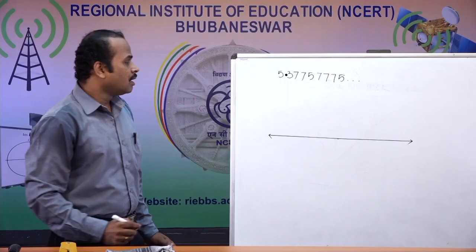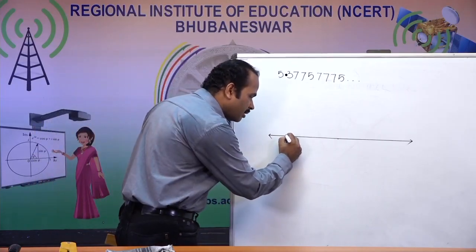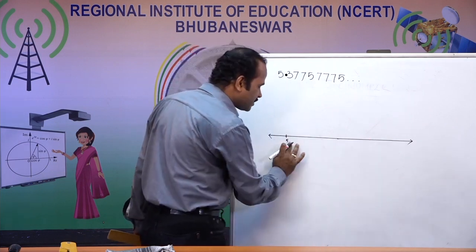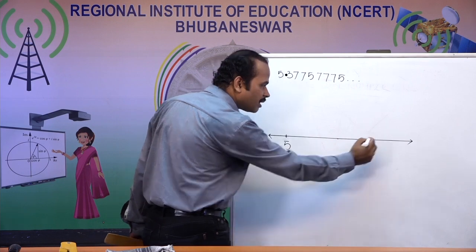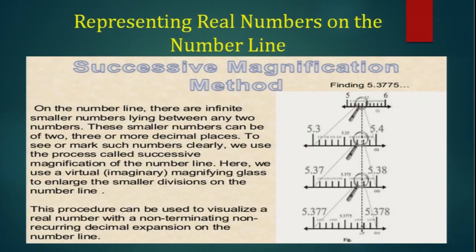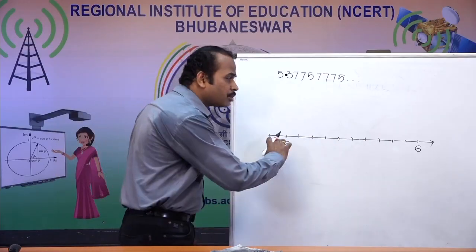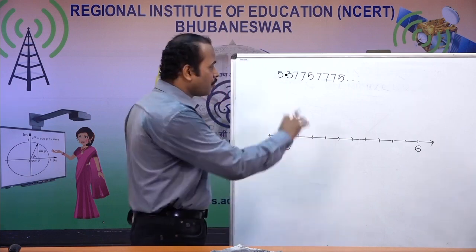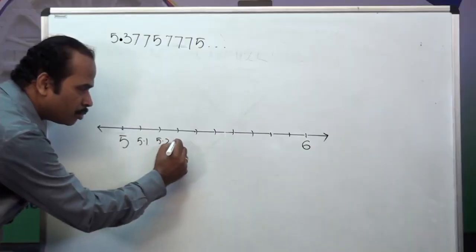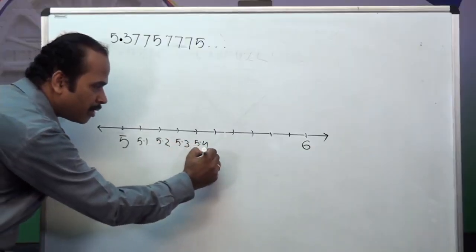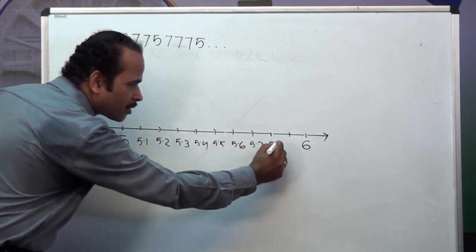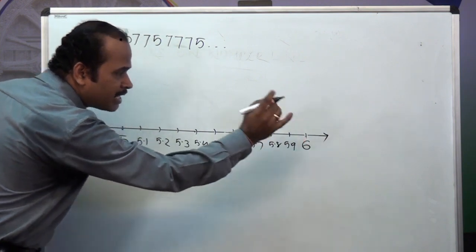In this number line, let me take a point 5 here. This point I have selected as 5, and here I will select a point 6. So I have selected points 5 to 6. Then I divided it into 10 equal parts. From these 10 equal parts, let me name them: 5.1, 5.2, 5.3, 5.4, 5.5, 5.6, 5.7, 5.8, 5.9 and 6.0.